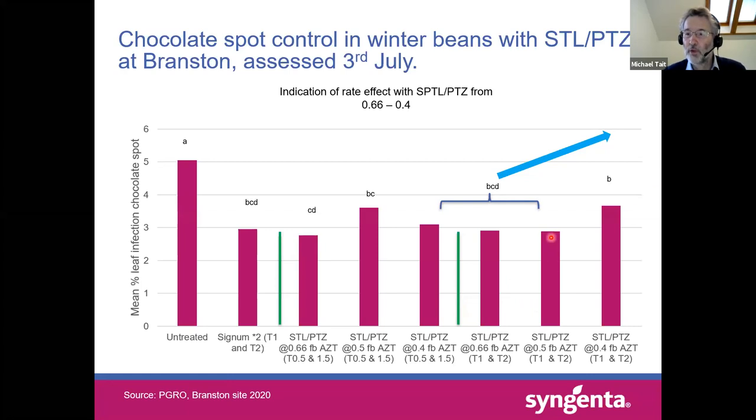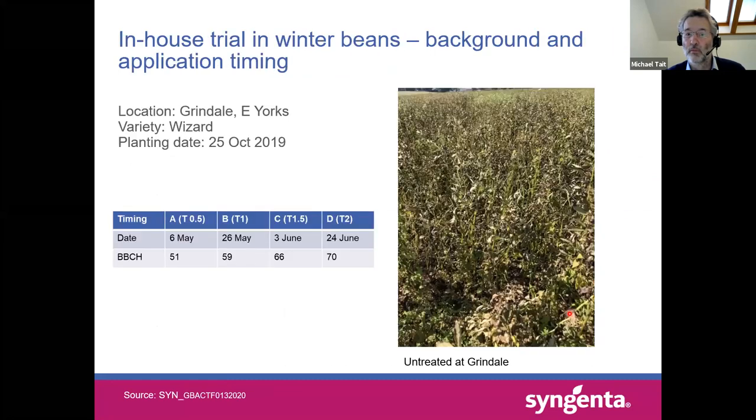But we felt when we looked at this data, there was just an indication that rate flexibility in chocolate spot is not as good as it is in rust. Whereas in rust, we feel that you can go down the rates a little bit from the 0.6, which will be hopefully the approved rate. And we think at the moment, based on fairly limited data, that that would not be such a good idea if you've got chocolate spot as your main pathogen.